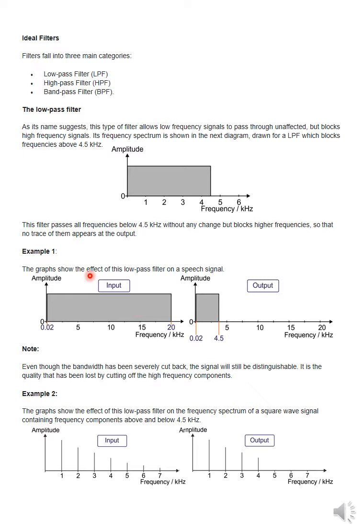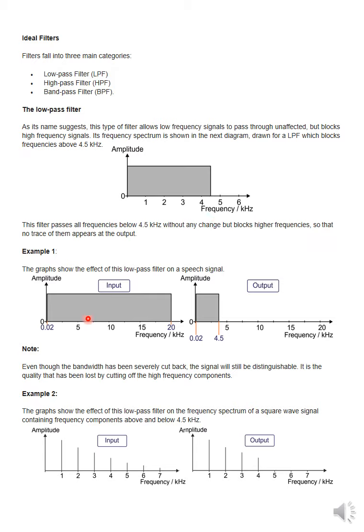The graph shows in example 1 the effect of this LPF on a speech signal. So let's say we have a speech signal in the range from 0.02 kilohertz to 20 kilohertz, and we use the filter defined here, starting from 0 and passing only from 0 to 4.5.